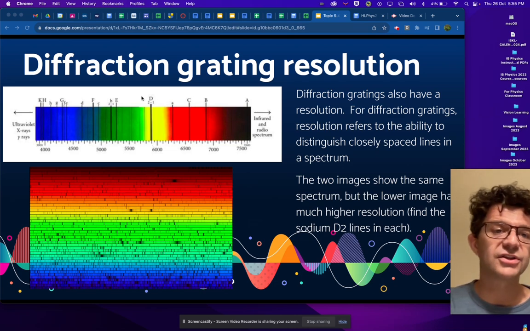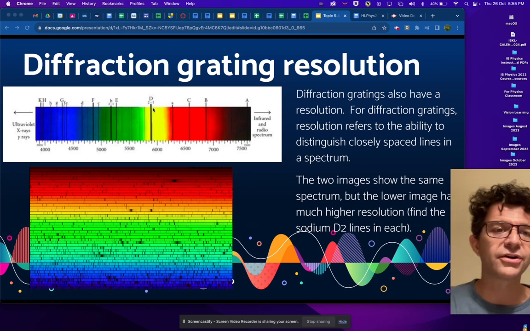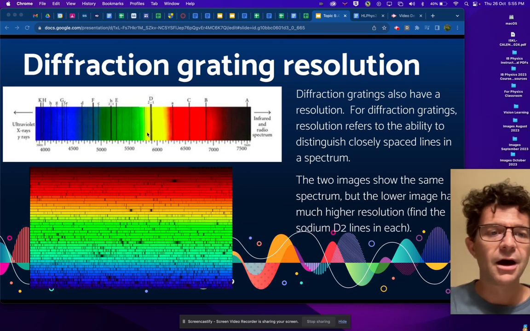You can see this with the sodium D line, which is a special transition in sodium that's clear from many different stars and also in our atmosphere. These two black lines right here are not resolvable with this diffraction grating. On the other hand, down below, these two lines show up as far apart, and in fact, we can see additional structure in between them because of the high quality of the diffraction grating that's been used.